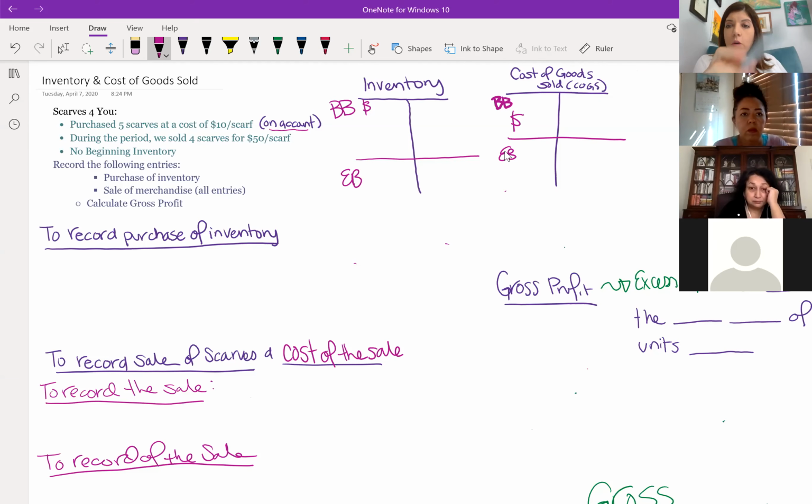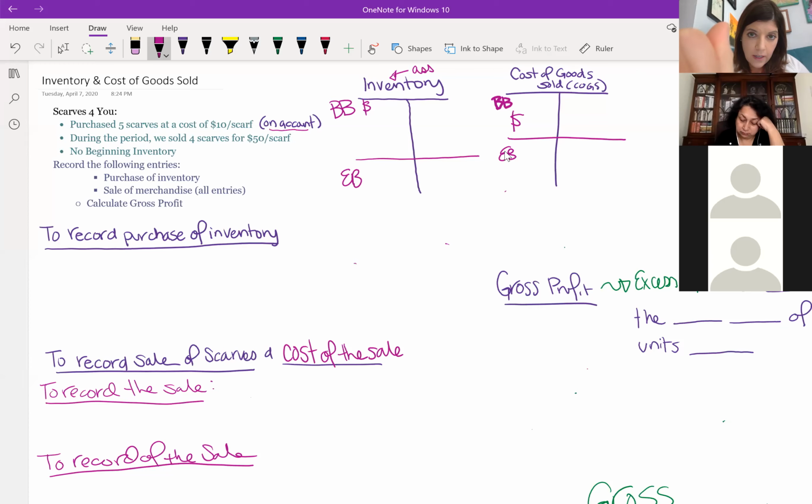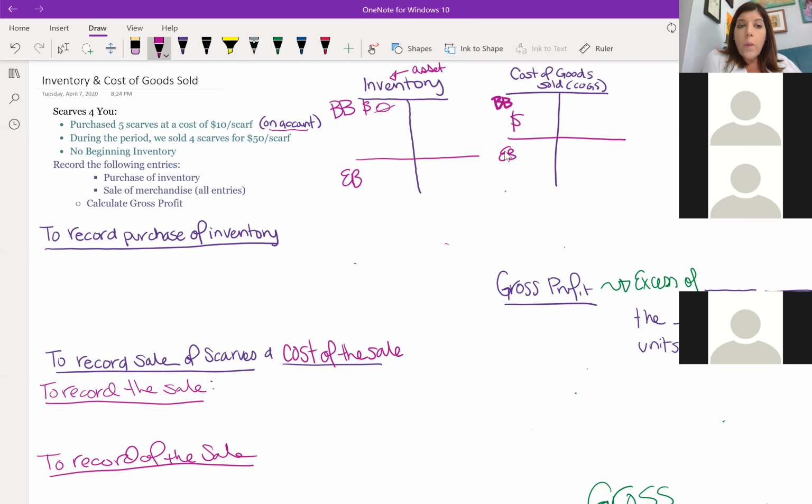So in my inventory account, what type of an account is this? An asset. So it has a normal debit balance. So the beginning balance showing that they have no inventory is going to start here on the debit side. 0 units in beginning inventory. We're going to record the purchase of the inventory and the sale of the merchandise to our customers, including all entries that are required for that. And then we're going to calculate gross profit.